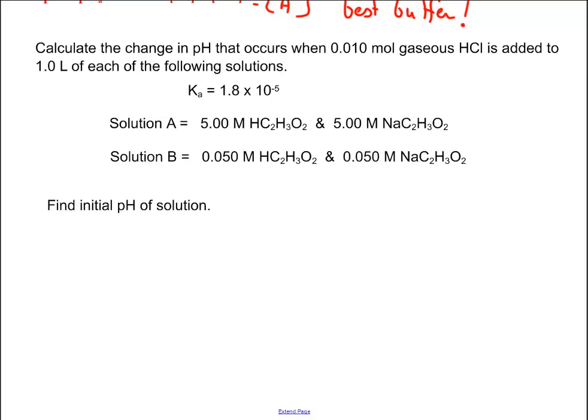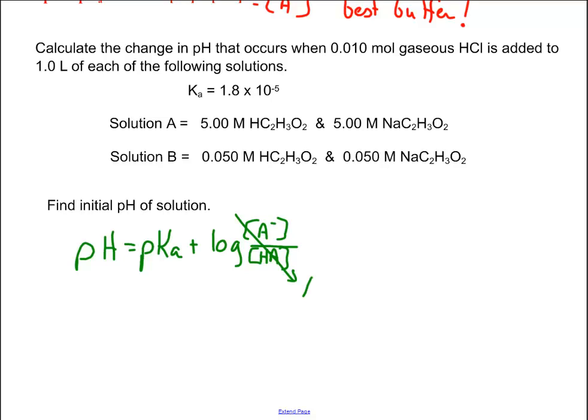So for both of them, if we want to use our Henderson-Hasselbalch equation, we have pH equals pKa plus the log of the anion over the acid. But the anion and the acid concentrations are the same. This is a 1, so log of 1 is 0. So the pH here equals the pKa, and for this particular example, we have a pH of 4.74. All right, so that's my initial pH of both solutions before I add anything to it.